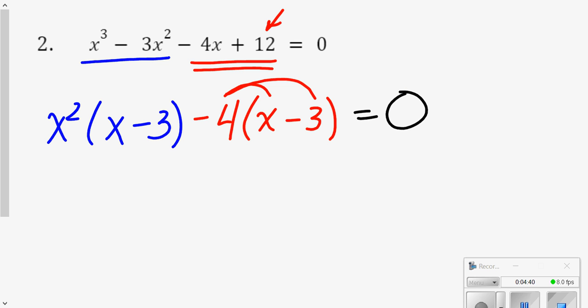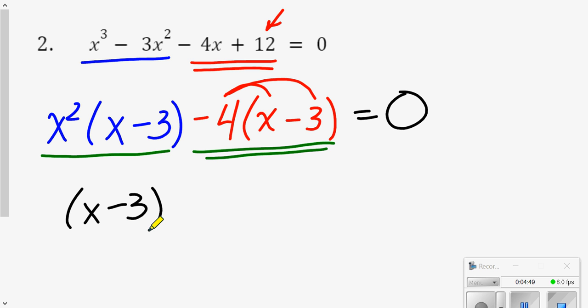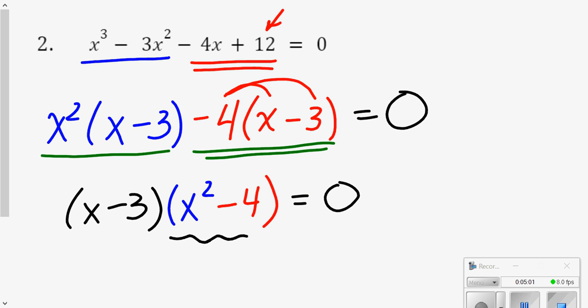Then think of this part of the problem and this part of the problem as 2 chunks. Both of those chunks have x minus 3. Take it out as if it were a greatest common factor. From the blue, you'd still have x squared. From the red, you'd still have minus 4. And now we are really looking good for factoring. This part factors a little bit more. I'd like you to pause the video, finish factoring, solve, and then come back.